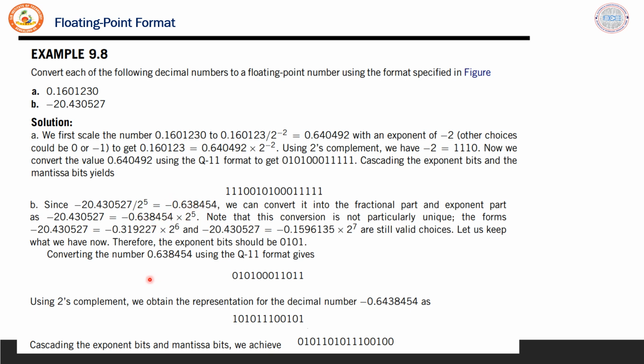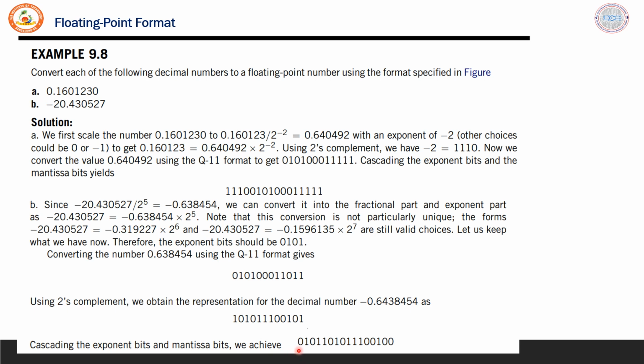Now, the mantissa for the positive value can be expressed in Q11, and later we can take 2's complement to convert it to the negative. Hence, the result you obtain will be something like this. And the exponent similarly can also be represented.